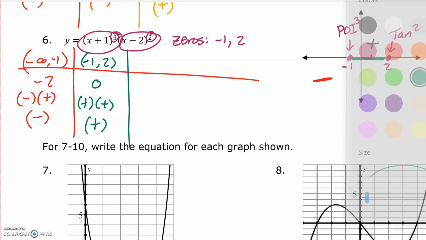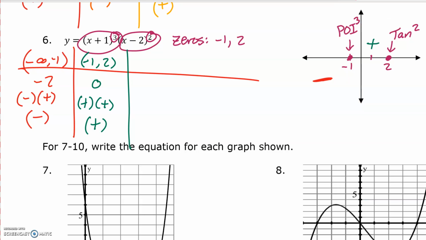Now let's go ahead and take a look at blue. We're going to take a look at this domain interval, which is going to be from 2 all the way to positive infinity. So from 2 to positive infinity, I can pick any value. Let's just pick 3. 3 plus 1 is going to give us a positive, cubed is itself. And then we would end up with 3 minus 2. 3 minus 2 is positive, squared. Positive times a positive. That's going to also continue to go in the positive direction.